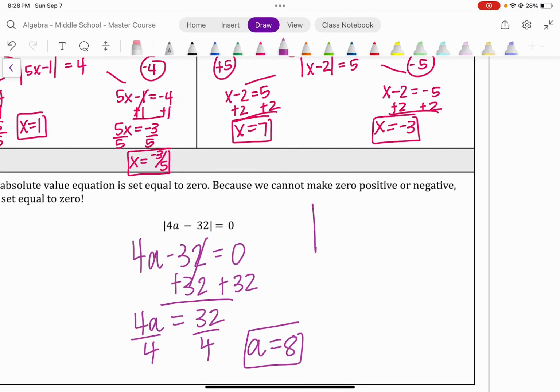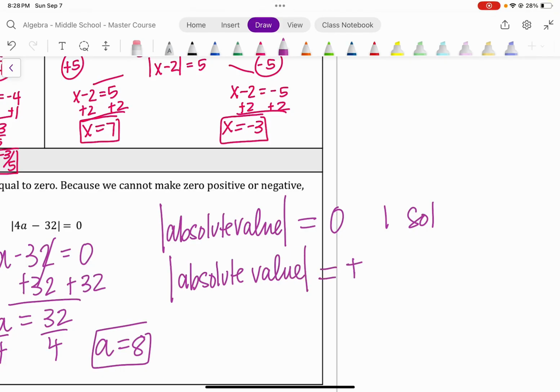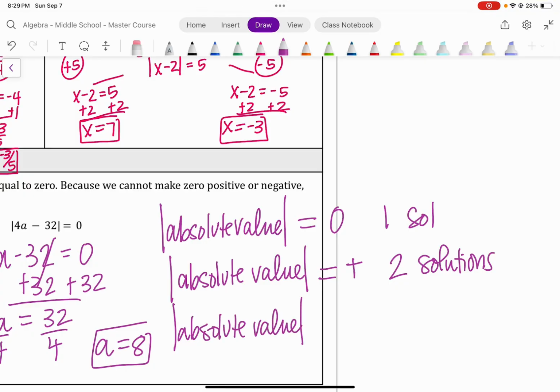So when it's absolute value set equal to 0, you're going to have one solution. Absolute value set equal to a positive number, you're going to have two solutions. And absolute value set equal to a negative number will be no solutions.